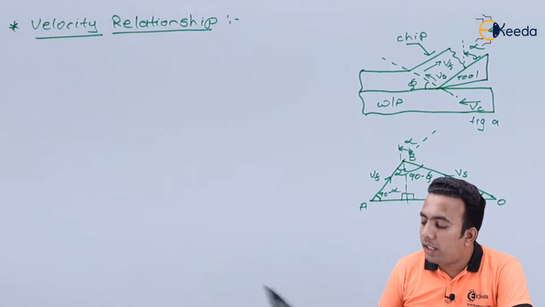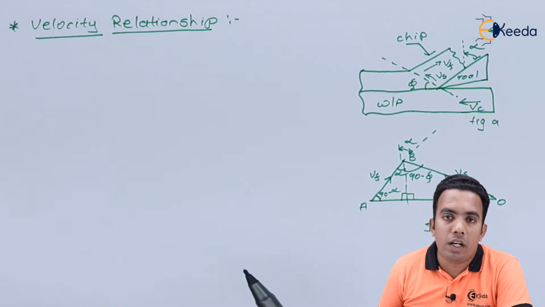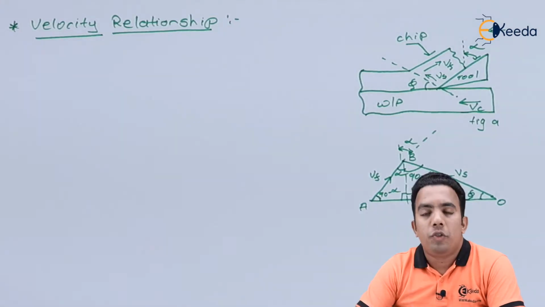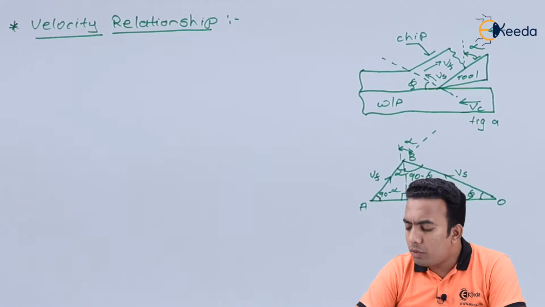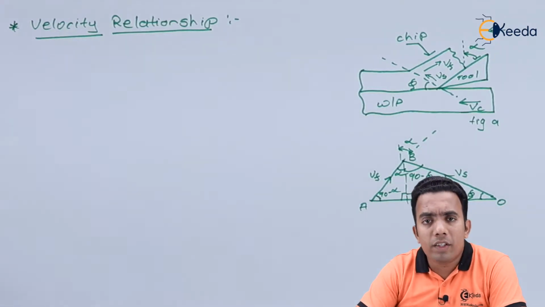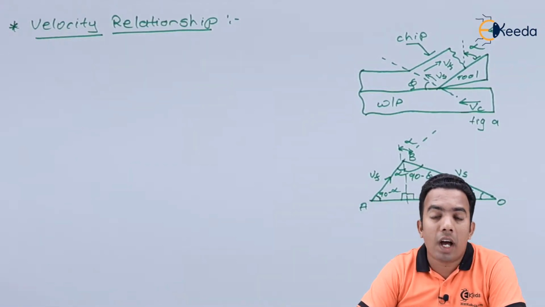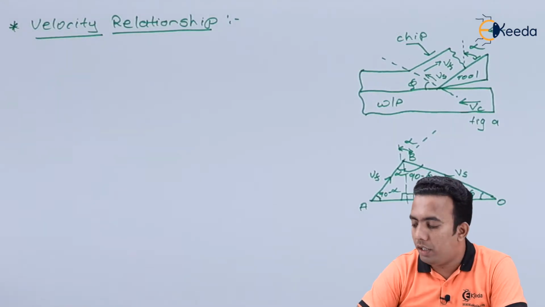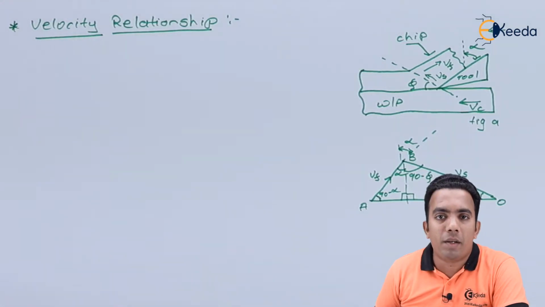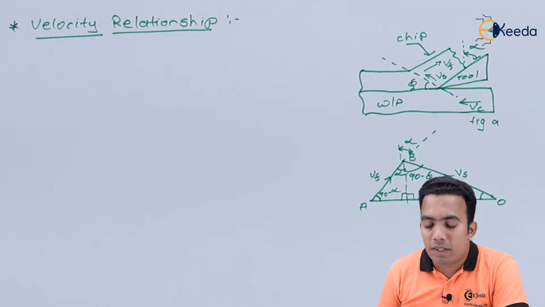Here there are different types of velocities which occur during the metal cutting operation. In this derivation, we are going to study the relation between these different velocities. First we have to make some assumptions. So let us make some assumptions.